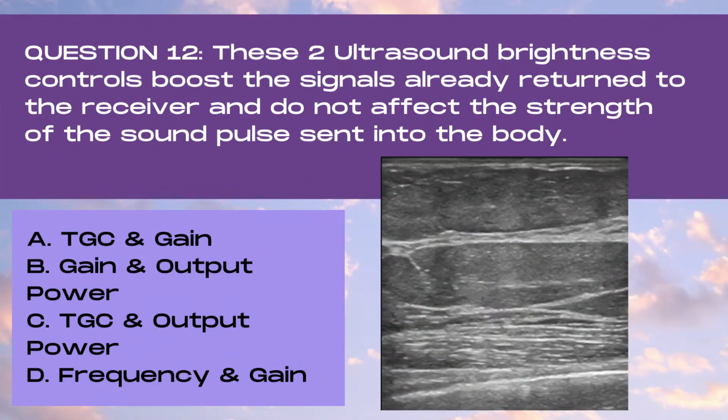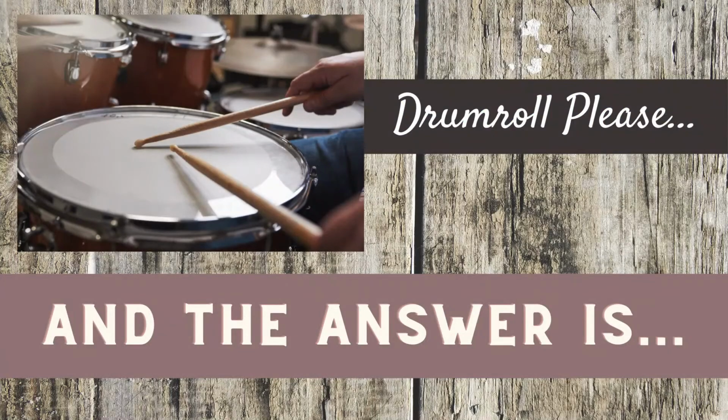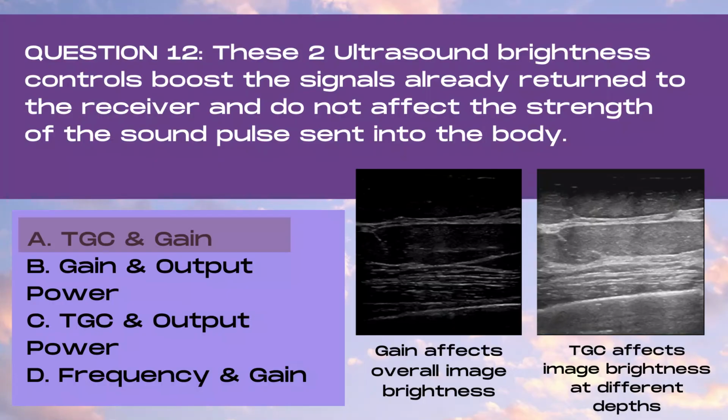Question 12. These two ultrasound brightness controls boost the signals already returned to the receiver and do not affect the strength of the sound pulse sent into the body. A, TGC and gain. B, gain and output power. C, TGC and output power. Or D, frequency and gain. And the answer is A, TGC and gain.